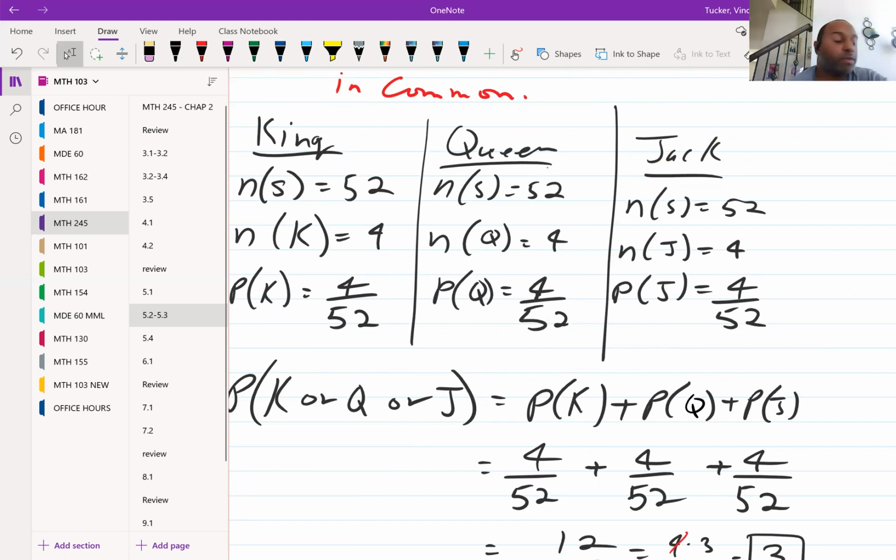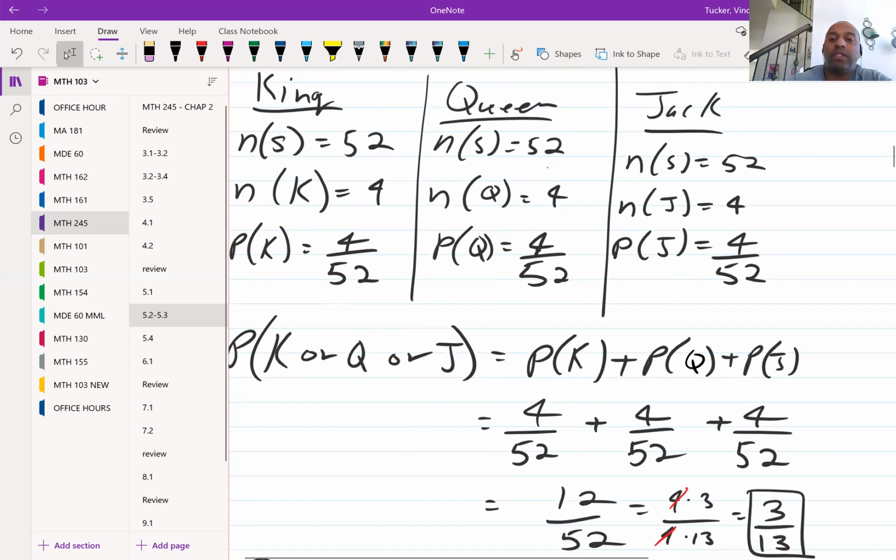So 4 over 52 plus 4 over 52 plus 4 over 52 will be 12 over 52. And you can reduce that by 4, which will give you 3 over 13 or 3 out of 13 chance.